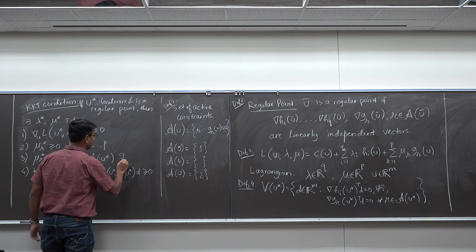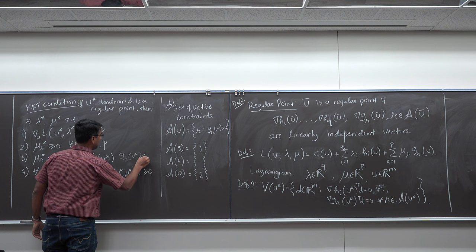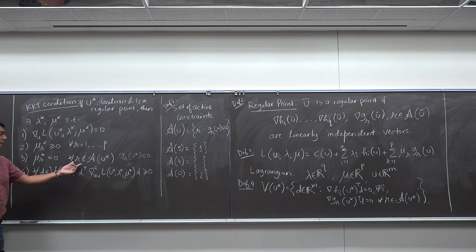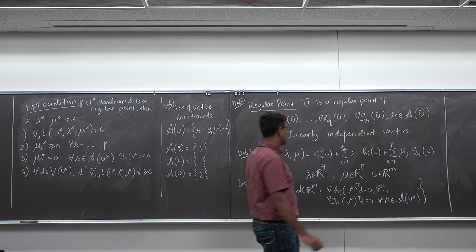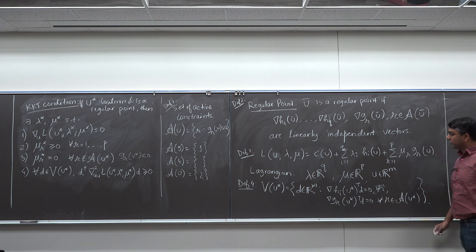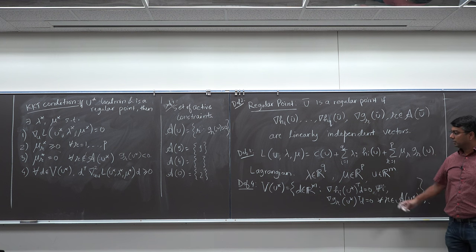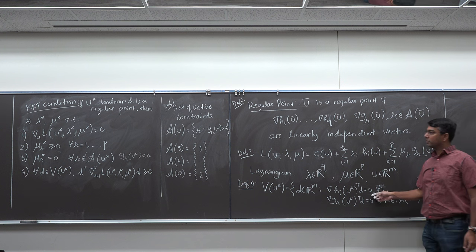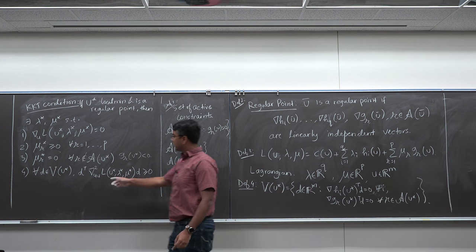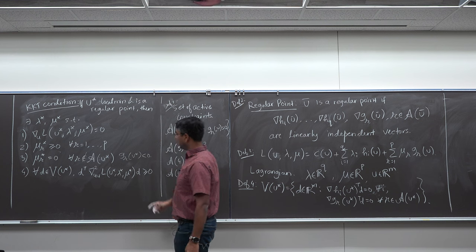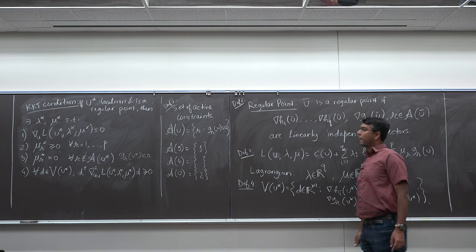Let me write it here. g r of u star is strictly less than 0. Then it's an inactive constraint. So r is not in the set of active constraints, and the corresponding Lagrange multiplier is equal to 0. And for all d, this is known as the space of first order variations. So for all d, which is a potential first order variation, d transpose times the second derivative of the Lagrangian times d is greater than or equal to 0.